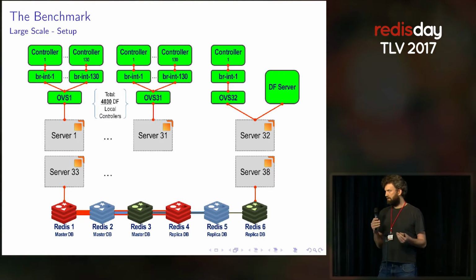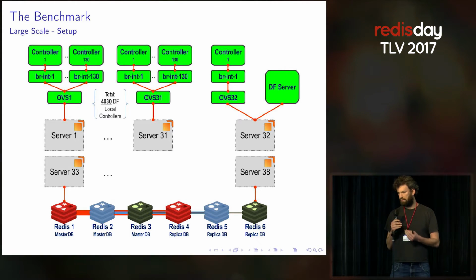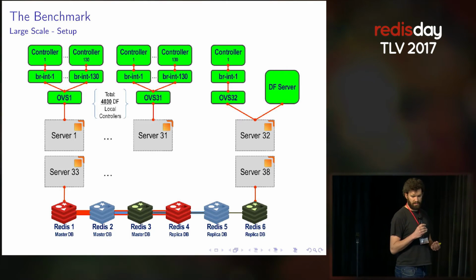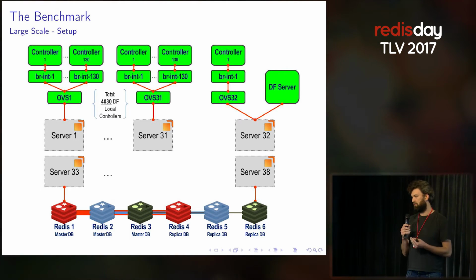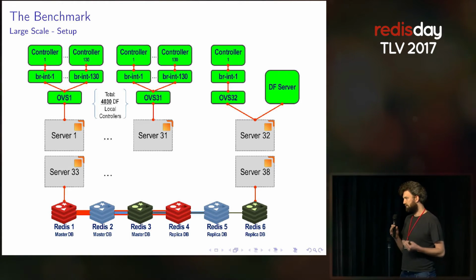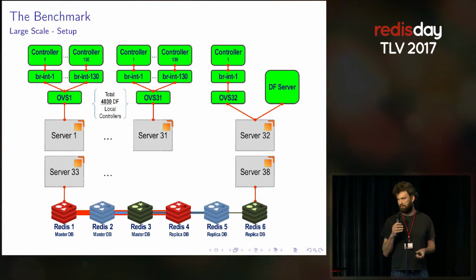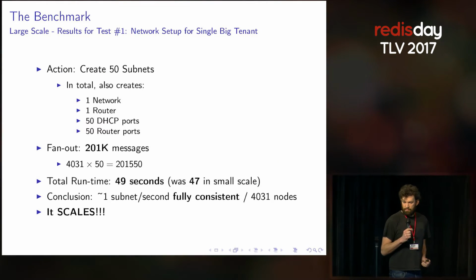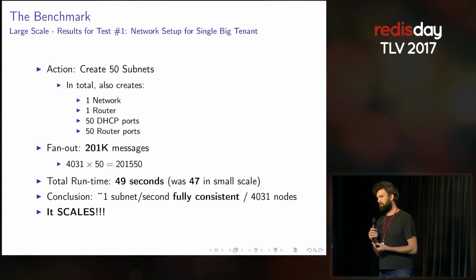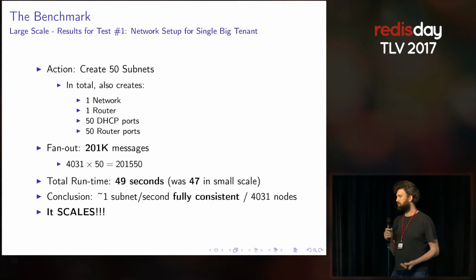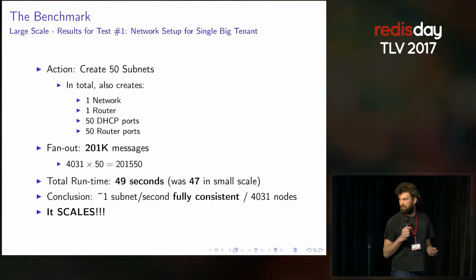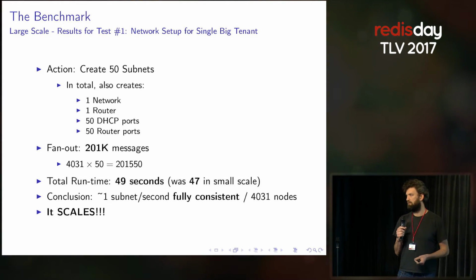And the test is the same test. We send API commands through the Dragonfly server, and we see how long it takes these API commands to take effect in all of the compute nodes, all of the hosts, or in this case, all of the containers. And we repeat the same tests. The first test is, again, creating 50 subnets, which includes one network, one router, a DHCP port per subnet, and a router port per subnet.